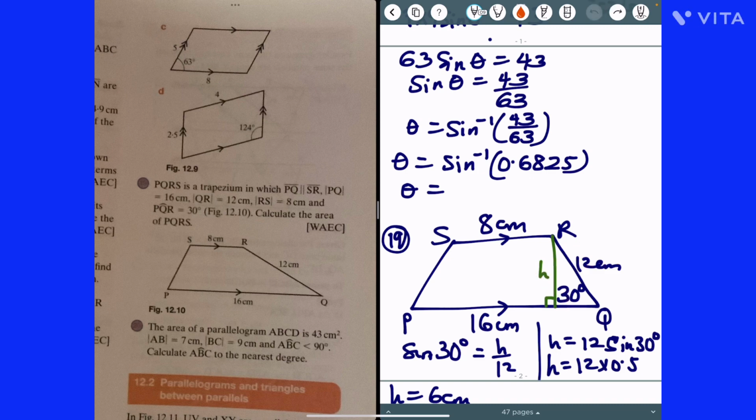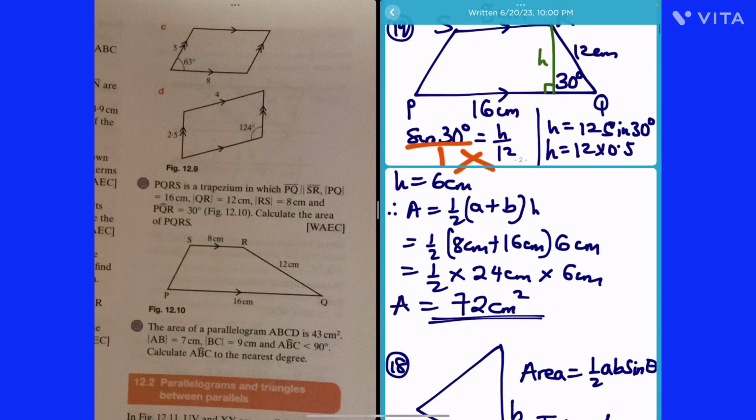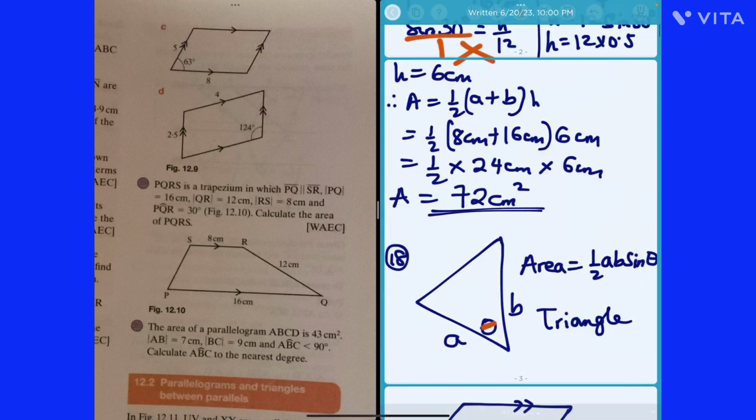So maybe I should take it out. Right angle triangle, 30, opposite, hypotenuse. So sine 30 is h over 12. If sine 30 is h over 12, that means h will be 12 sine 30. If you cross multiply, 1 times h will give you h. h is equal to 12 sine 30, which is 6 centimeters.